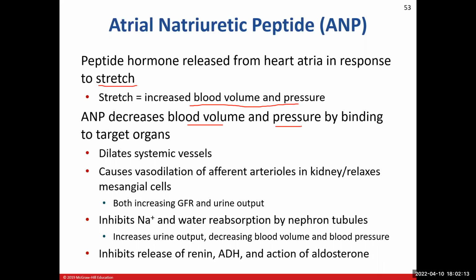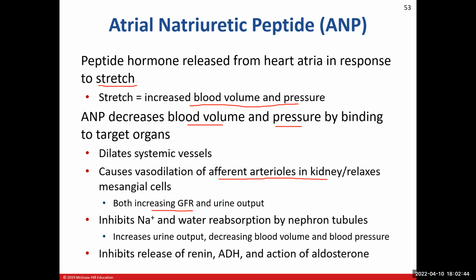When we cause vasodilation of the systemic vessels, we decrease the total peripheral resistance, decreasing blood pressure. We'll also see vasodilation of our friends, the afferent arterioles in the kidneys. And at the same time, remember our mesangial cells? Those are the cells found near our filtration membrane in the glomerulus. And so what this does is cause an increase in the glomerular filtration rate.